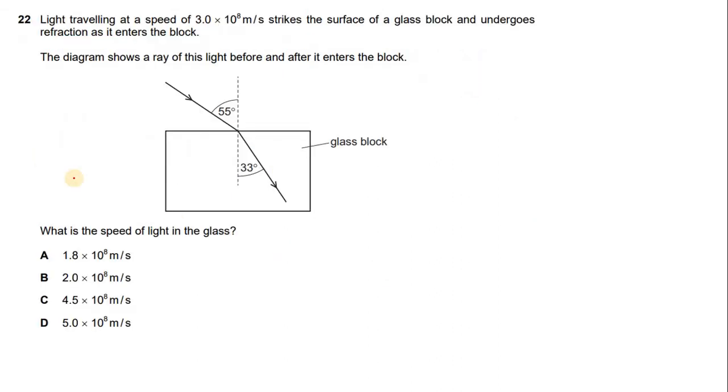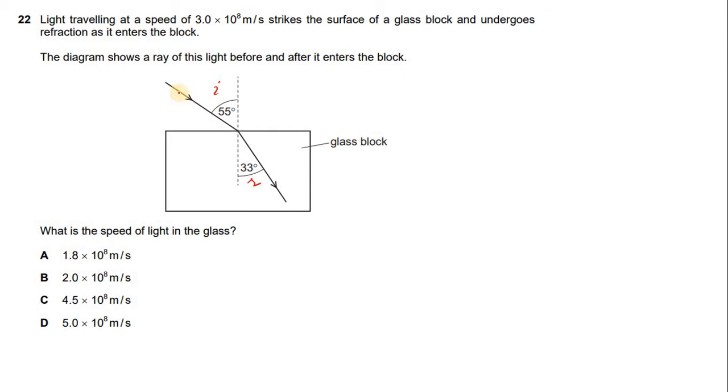Question number 22. Light traveling at a speed of 3 × 10⁸ meters per second strikes the surface of a glass block and undergoes refraction as it enters the block. The diagram shows a ray of this light before and after it enters the block. So we have a ray of light entering a glass block. This is angle I, this is angle R. What is the speed of the light in the glass? We need to find the speed inside the glass.